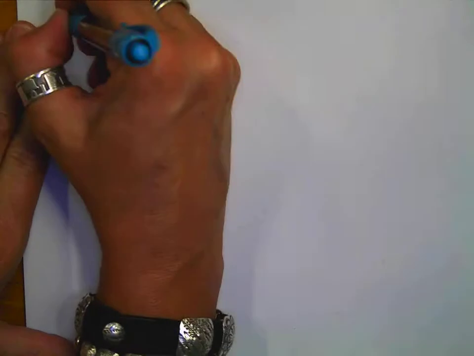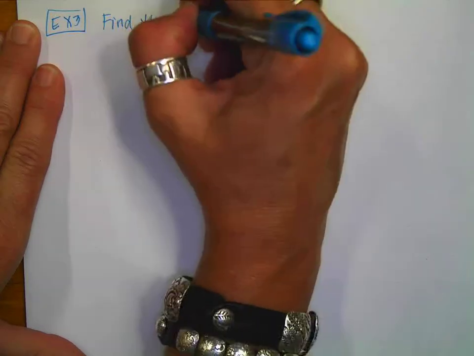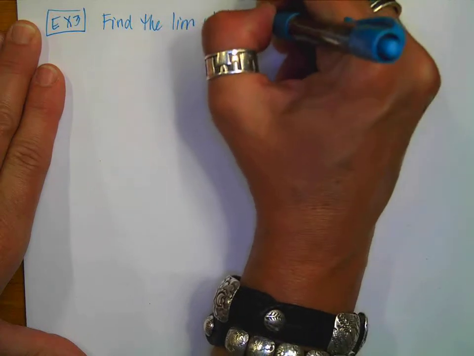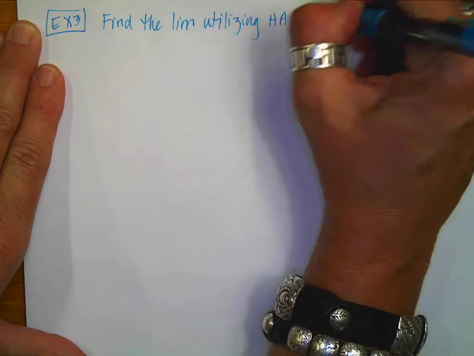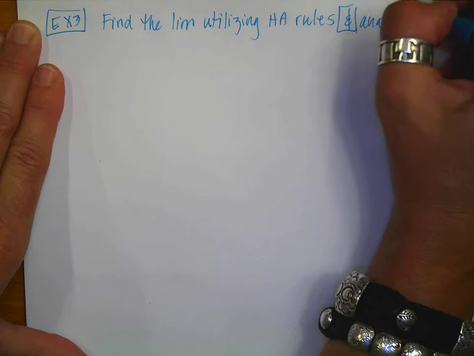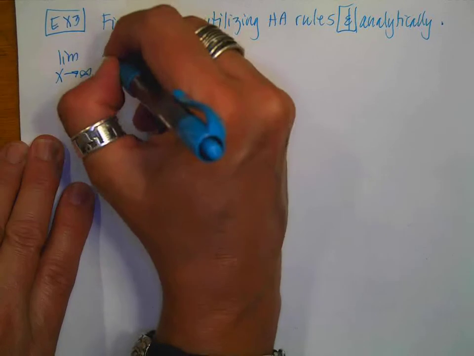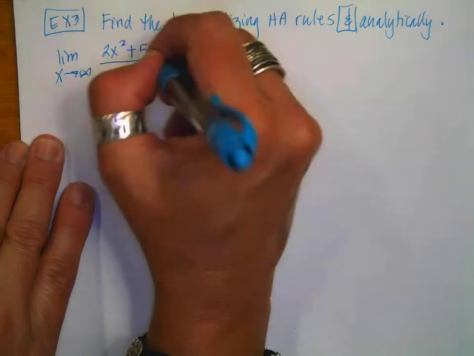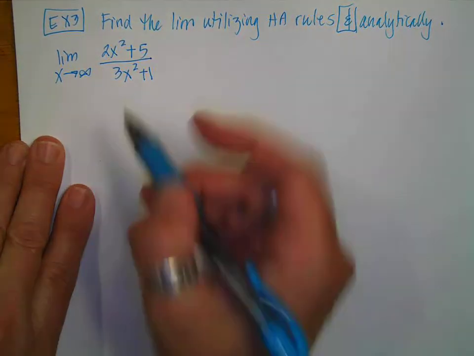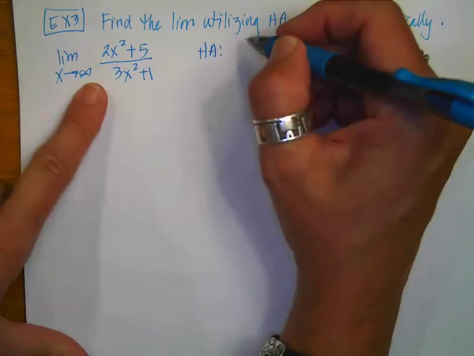All right, for our next example, example number 3, it says find the limit, same directions, utilizing horizontal asymptote rules, and analytically. All right, so problem's going to be the limit as x approaches infinity of 2x squared plus 5 over 3x squared plus 1.